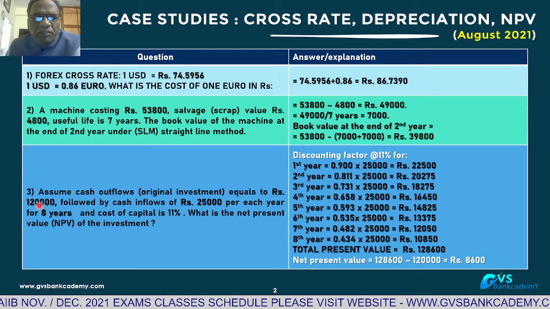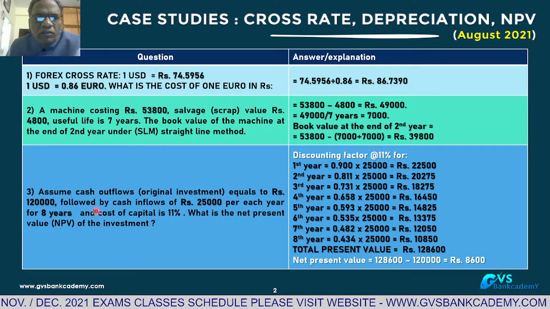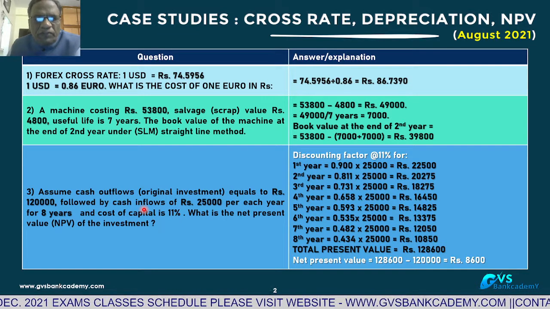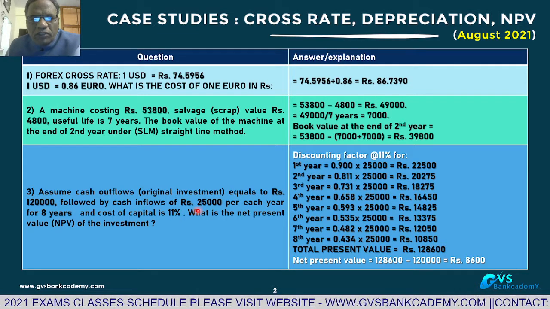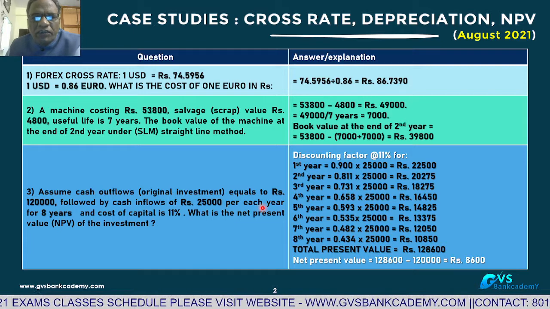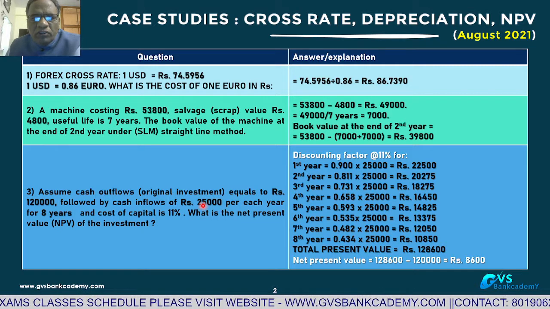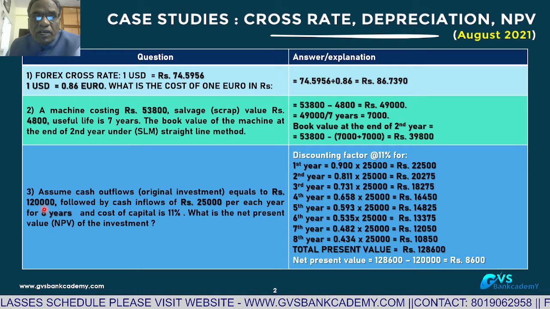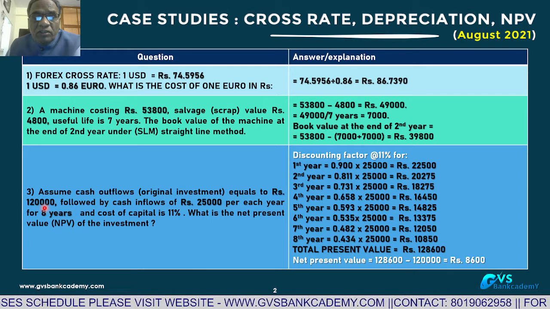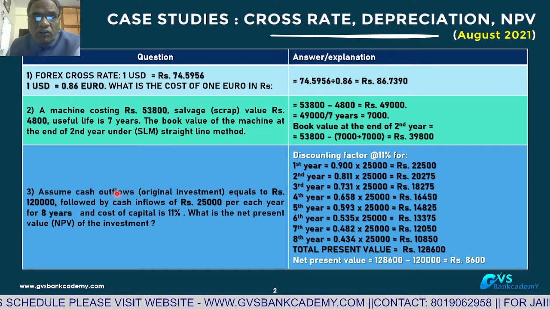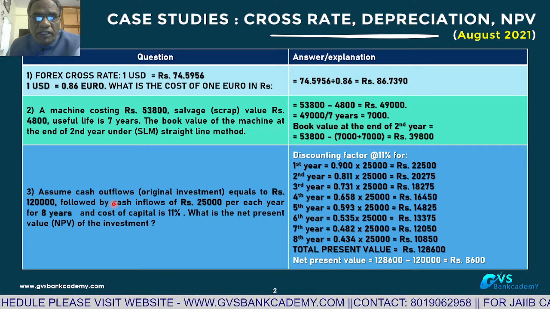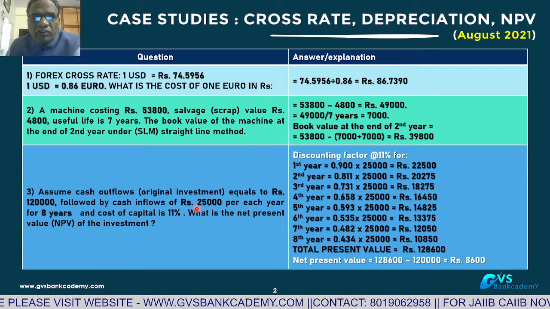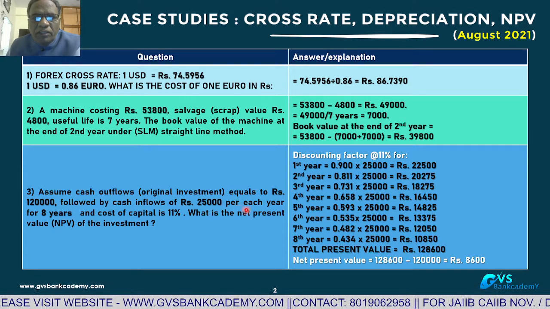After an initial investment of 1,20,000, you are getting cash inflows. Cash inflows means profits or inflow: 25,000 for each year. Every year we are getting 25,000 for 8 years. After the investment of 1,20,000, that is the outflow, the inflow for every year is 25,000. So this is the income from the project, 25,000 each year.